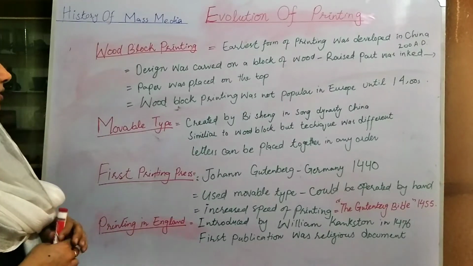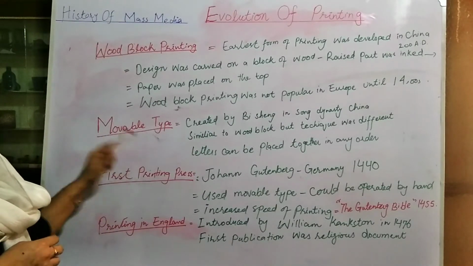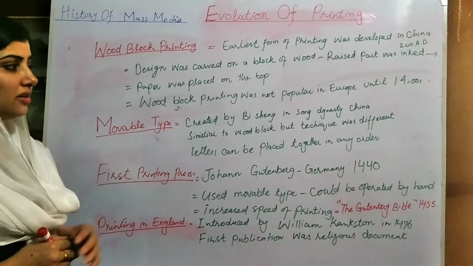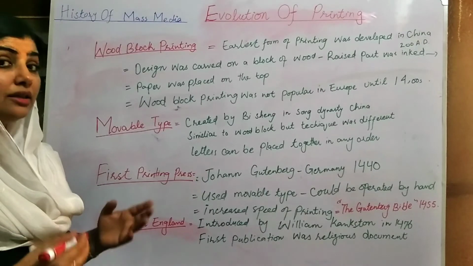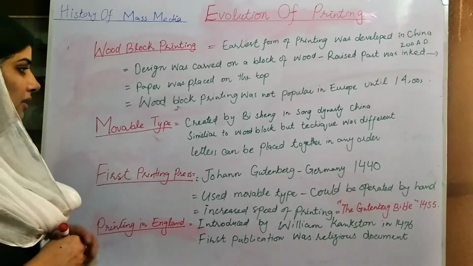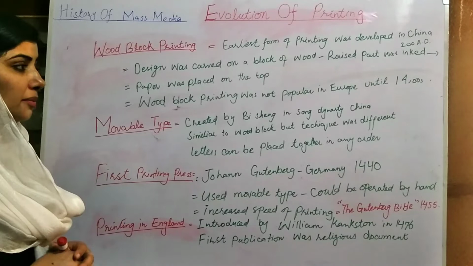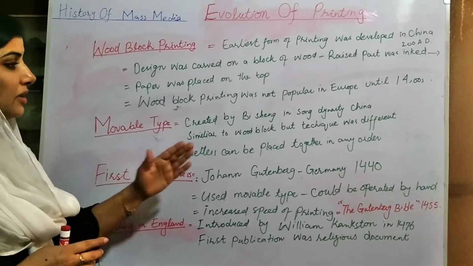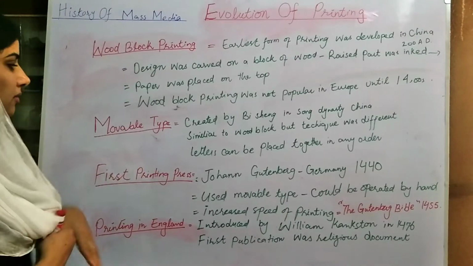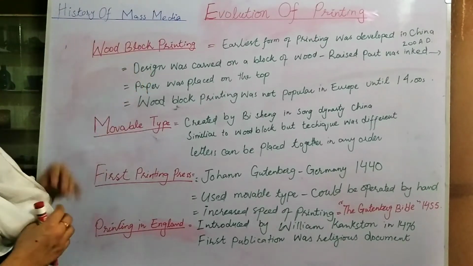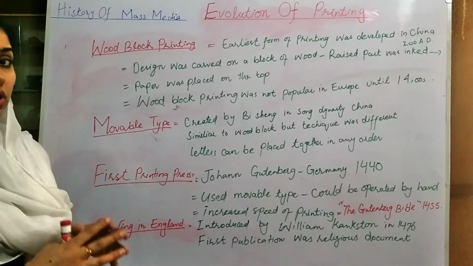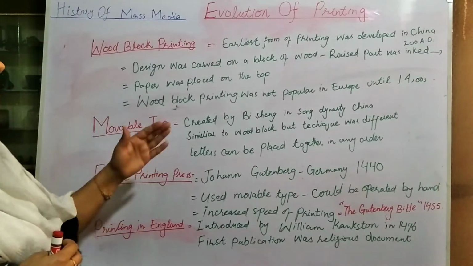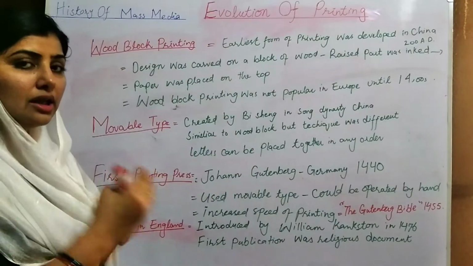After wood block printing, we will discuss movable type. Movable type was created by Bai Sheng in the Song dynasty, again in China. This was similar to wood block, but the technique was different. In wood block printing, letters have to be put all together, whereas in movable type, letters can be placed together in any order.